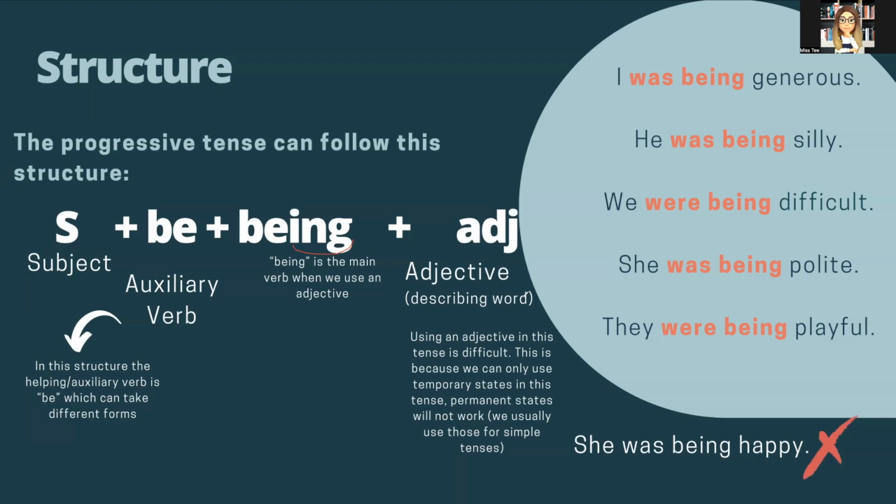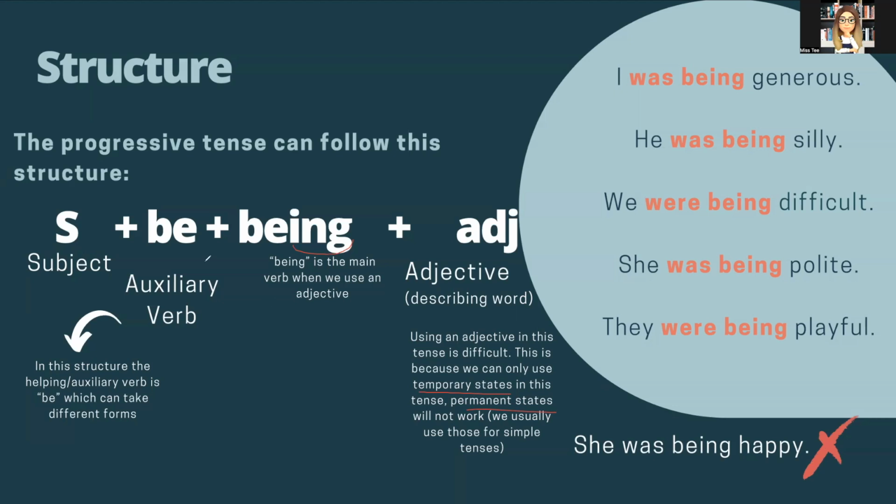If the feeling that we're trying to describe or the state that we're trying to describe is temporary, then we're going to use the progressive tense. But if it's a permanent state, so it's more of a personality trait that doesn't change often, then we're going to use the simple tense.